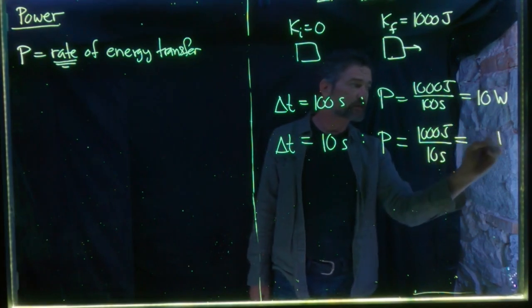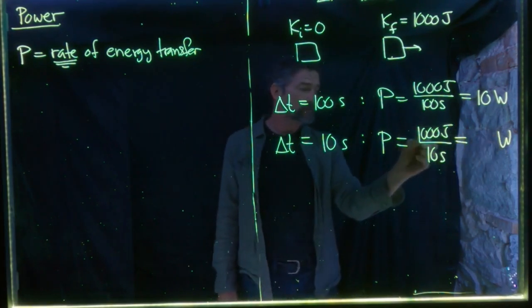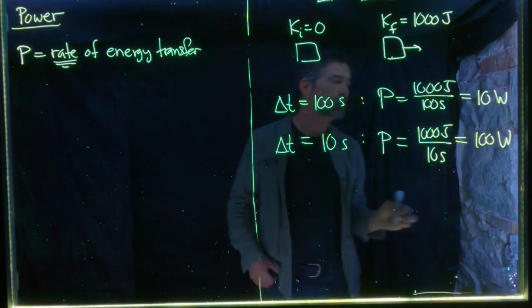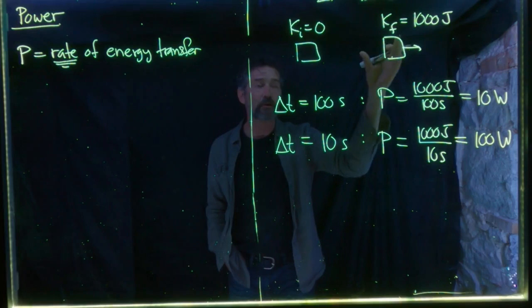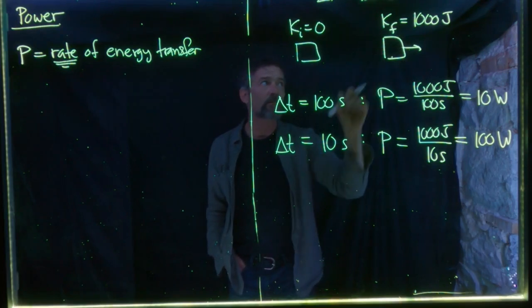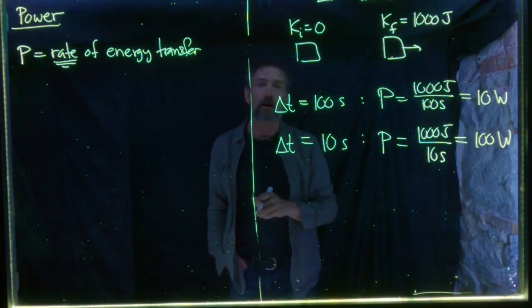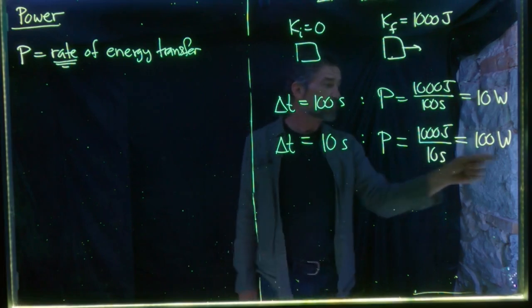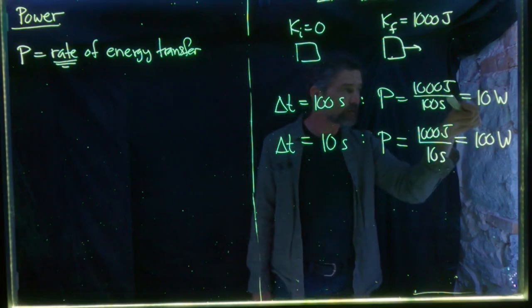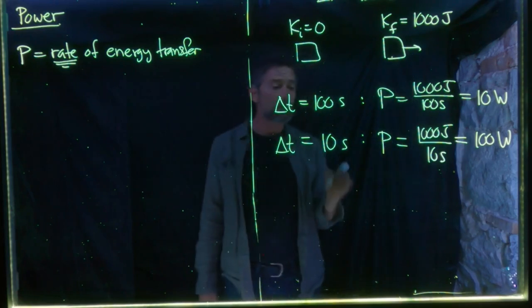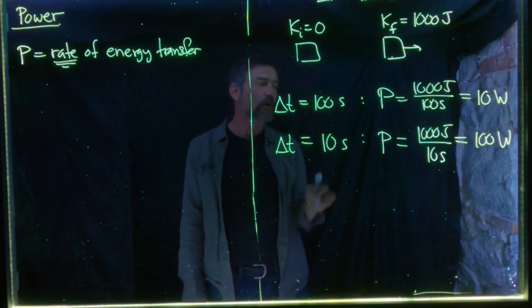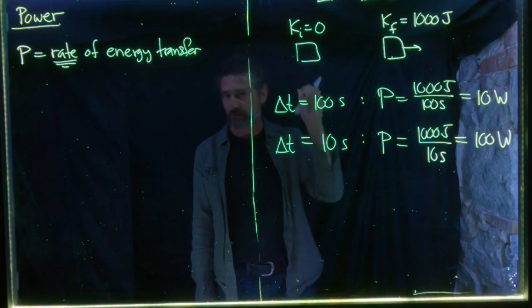So joules per second is watts, and 1,000 divided by 10 is 100. We end up at the same place, with the car traveling on the highway at highway speed. But if the car is more powerful, 100 watts rather than 10 watts, we can get to that state, the transfer being done, faster. So to get 0 to 60, so to speak, you need a more powerful car.